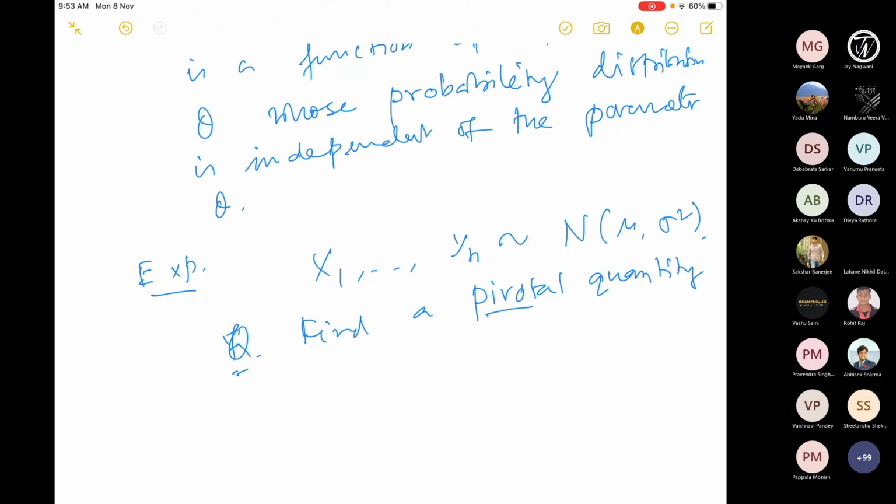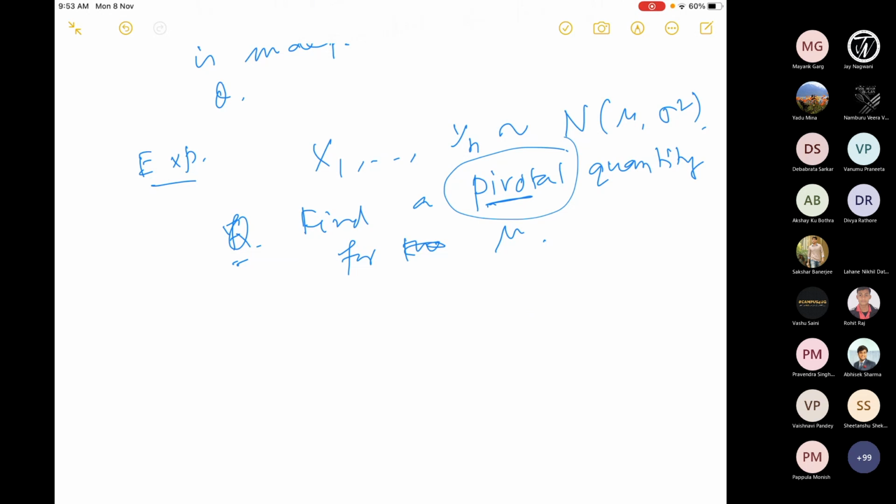Are you aware of the word pivot? Or is this the first time you are hearing this? When you solve a linear system using Gaussian elimination, there is the concept of pivot. So pivot has an English meaning. Pivotal means it is prime, nothing else. So how do you find a pivotal quantity for the unknown parameter theta? You have to find a function of the xi's, which are normal distributions, and the parameter is mu. So you have to find a function of this, but its distribution is independent of mu.